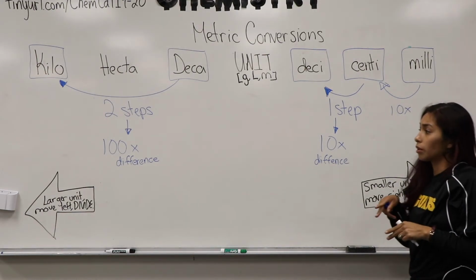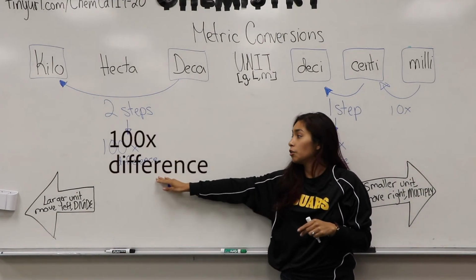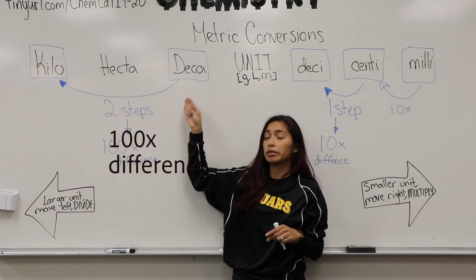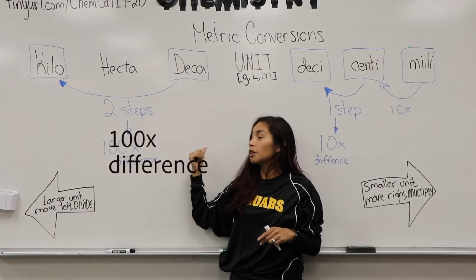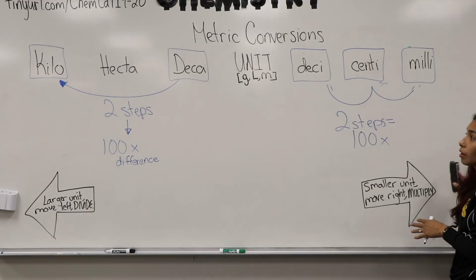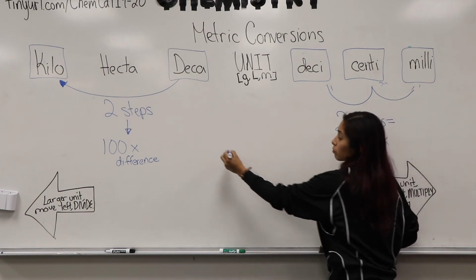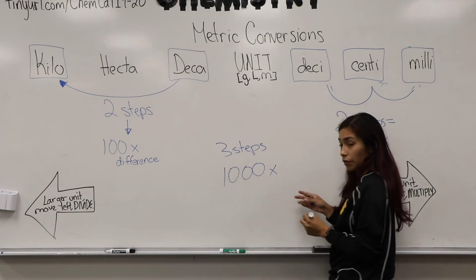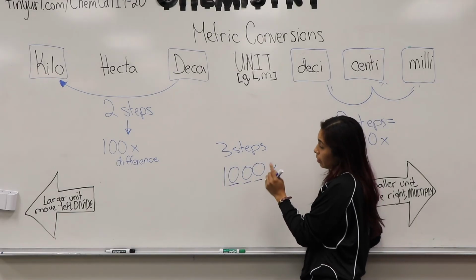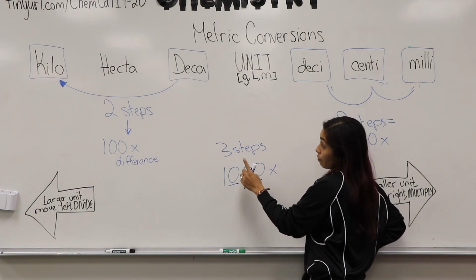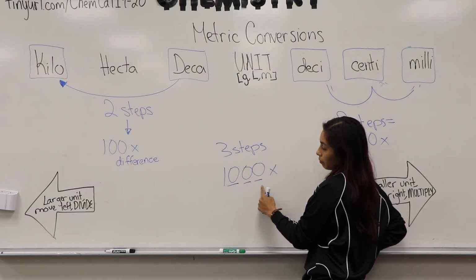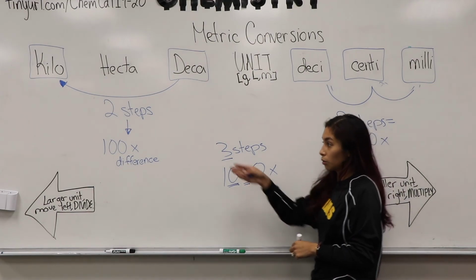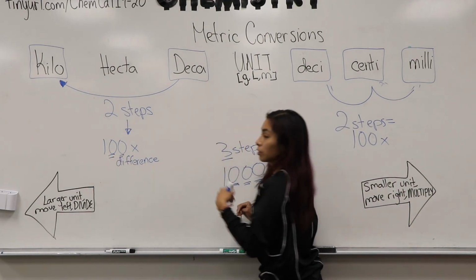Now, if you're taking 2 steps, there's going to be a 100 times difference, meaning that kilo is 100 times bigger than deca, and deca is 100 times smaller than kilo. And if you do 3 steps, it's 1,000 times difference. The easiest way to remember this is that for every step you take, you're going to add a 0. So in this case, if we take 3 steps, that means we're going to have 3 zeros. 2 steps, 2 zeros, and then 1 step, only 1 zero.